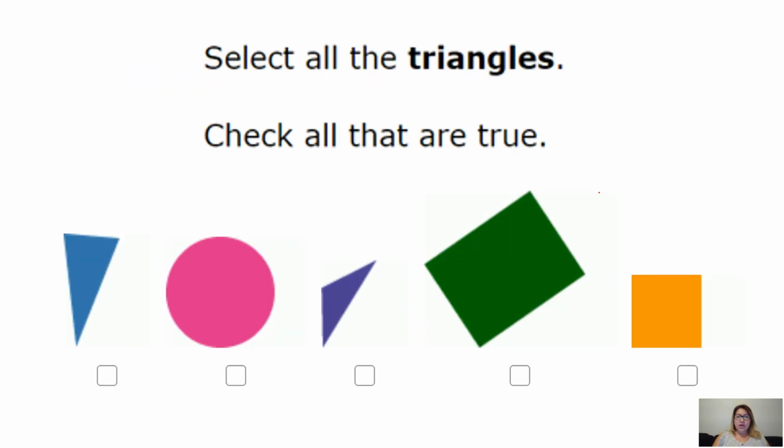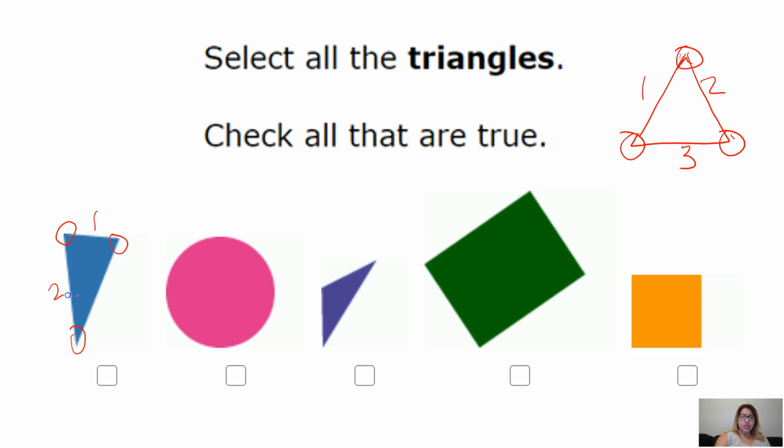Okay, we're going to select all the triangles. Check all that are true. So we're going to look for all of the triangles. Remember, if it's a triangle, it's going to have 3 vertices, 1, 2, 3, and it's going to have 3 sides. Okay, so let's count and see how many vertices. 1, 2, 3, 1, 2, 3 sides. So does that make it a triangle? Yes. So this one is a triangle.